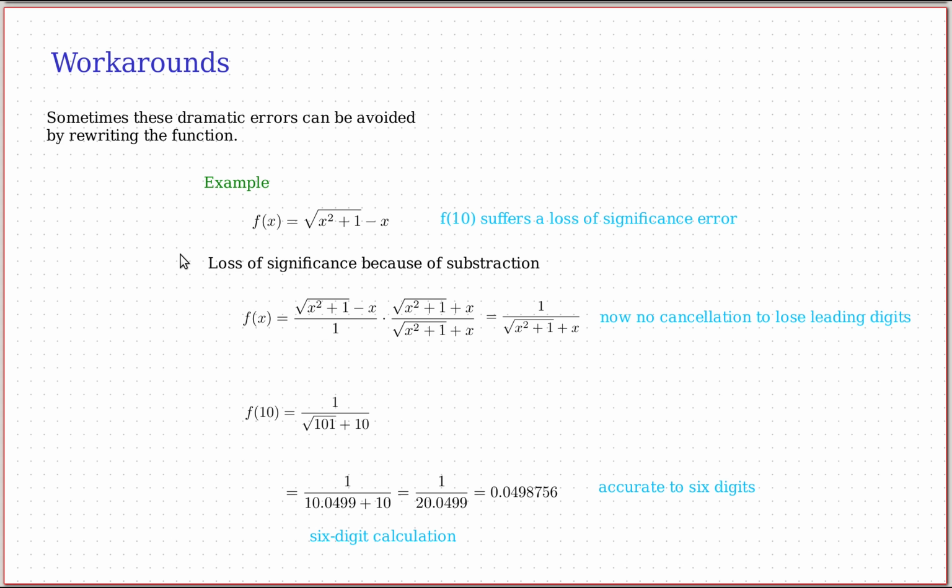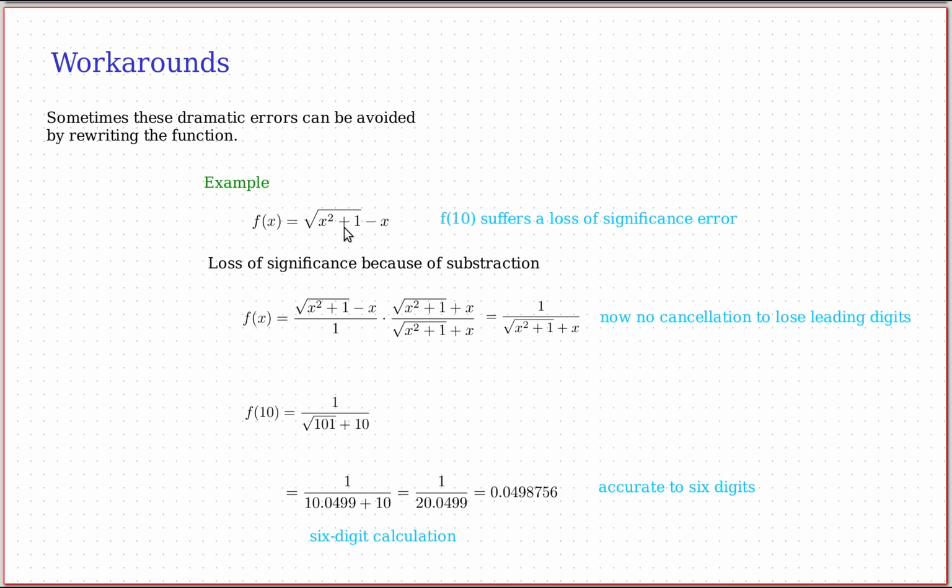x was 10, right? And we saw that trying to evaluate f of 10 causes a big loss of significance error. Well, the source of that error was that we were subtracting two numbers that were very similar in size, right? And therefore a lot of the leading digits canceled, and we lost significant digits because of that. To avoid that problem, what we can do is rewrite this expression so that it involves addition instead of subtraction. So we use the difference of squares rule, right?